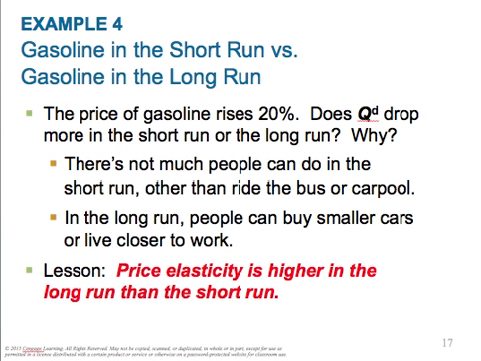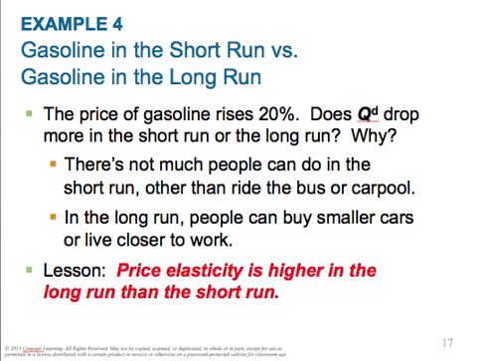Example 4, gasoline in the short run versus gasoline in the long run. The price of gasoline rises by 20%. Does quantity demanded drop more in the short run or the long run? Why? There's not much people can do in the short run other than ride a bus or carpool. In the short run, you're pretty much stuck commuting how you commute, especially in an area like where we live, in a more rural state.